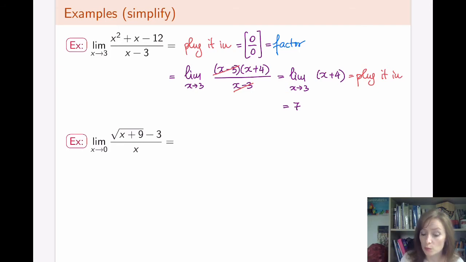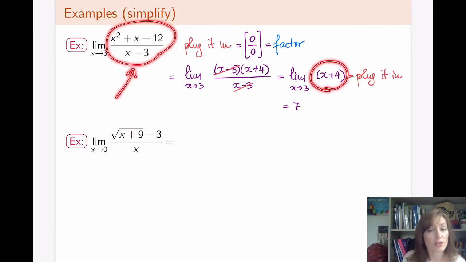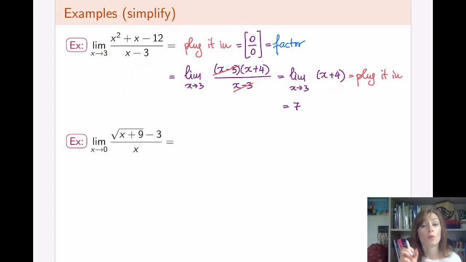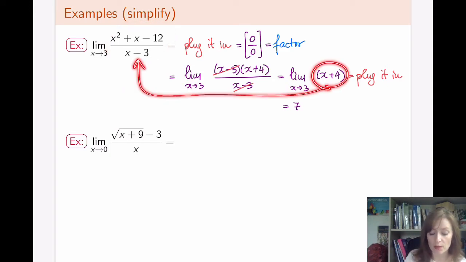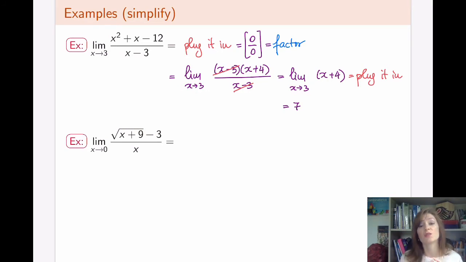Okay, so it is important to note here that this function isn't actually the same as x plus 4, because this original function did not exist at 3. It has a hole at 3, right? And so this function doesn't quite describe this function perfectly at 3, but it describes it well everywhere else. So I can compute the limit at 3, even though my original function does not exist at 3. Okay? Okay, let's take a look at the second one.